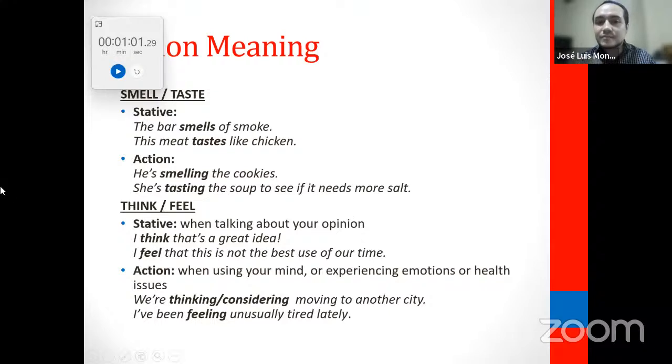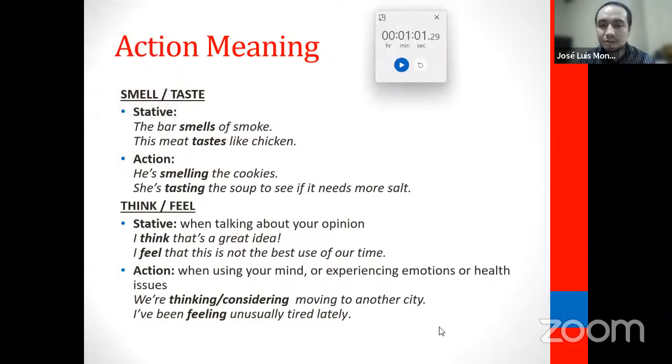So here you're going to see, also as you were saying yesterday, Daniel, feel is also possible to be used in continuous forms, but only if you have the correct meaning. And let's take a look at those meanings, please. This one, the first part is going to be for you, please, Larissa. We are going to read it, smell and taste.